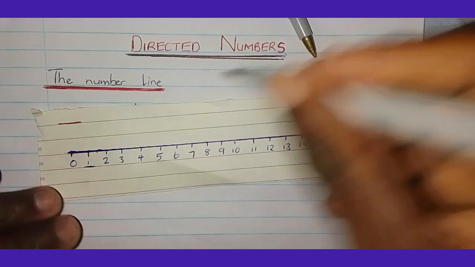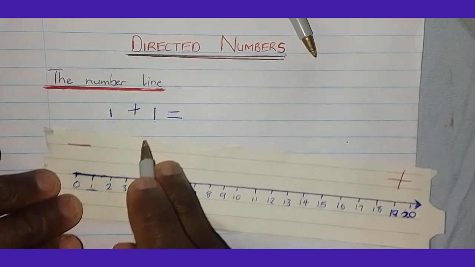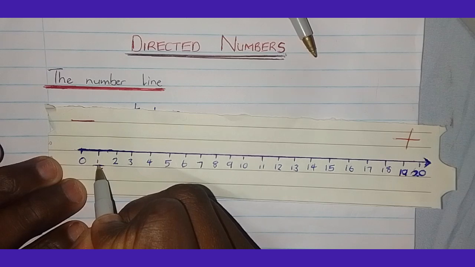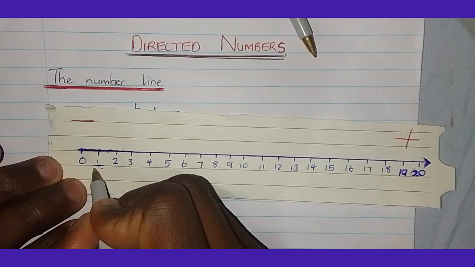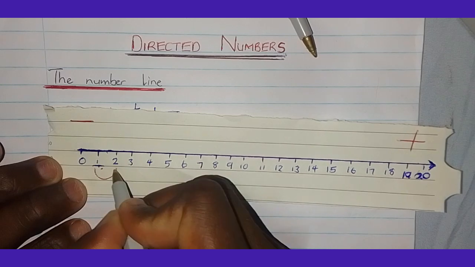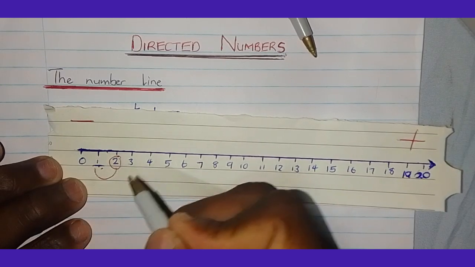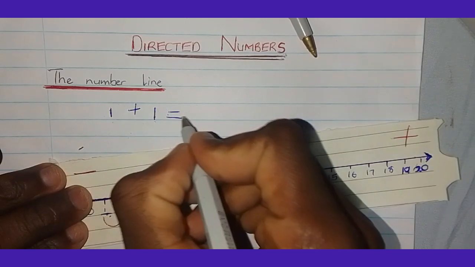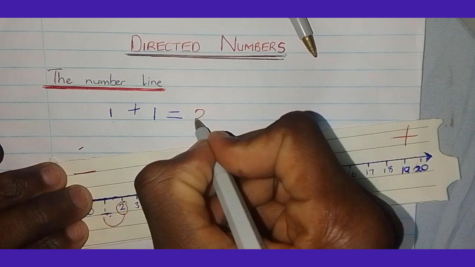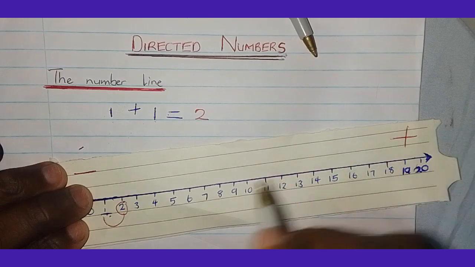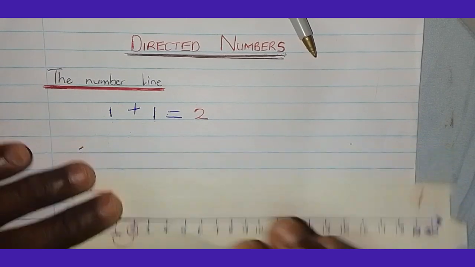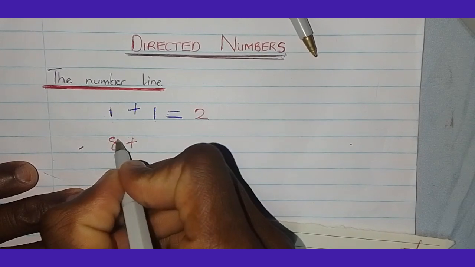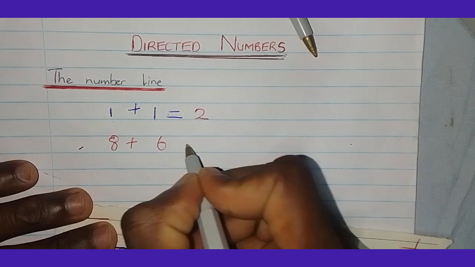Okay. Here we are adding. Here's our question, 1 plus 1. Our 1 is here. We are going to move one step towards the right. Let's move together, guys. 1 step. We are now at 2. You see? So, according to our number line, our answer is 2. 1 plus 1 is 2 using our number line. Very simple question. Let's attempt another one together. 8 plus 6.